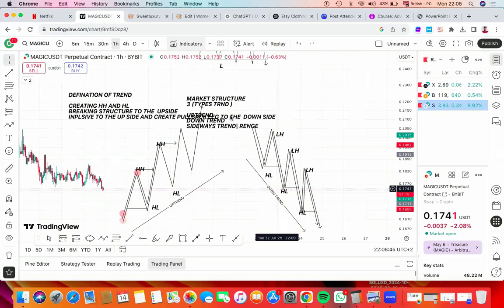If you understand up to now the types of markets that we have, type one in the chat box. If you don't understand, please type two.